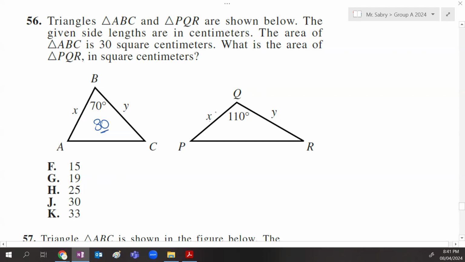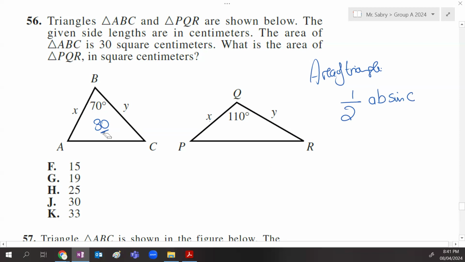This is a very tricky question. The only rule that we know regarding area and angles and sides at the same time is this rule of the area of a triangle that says half times any two sides times sine the middle angle.